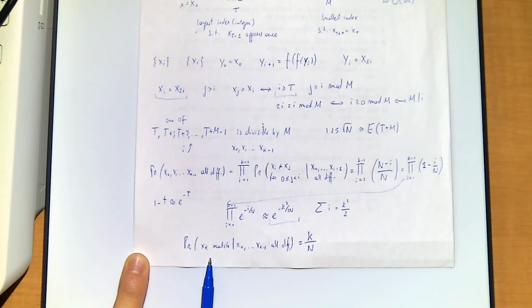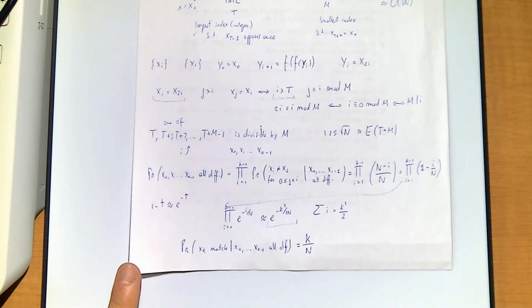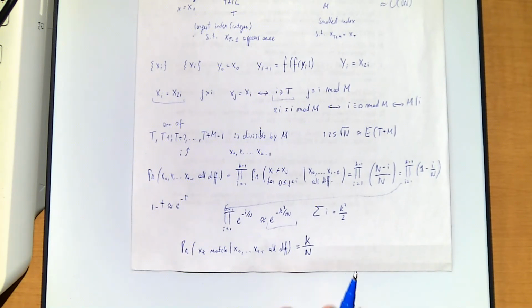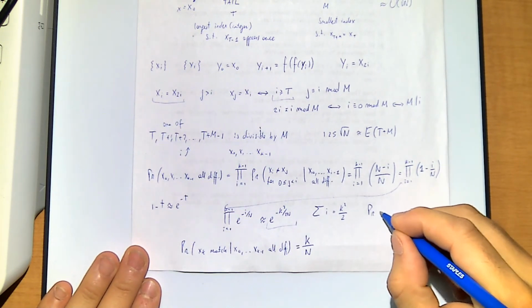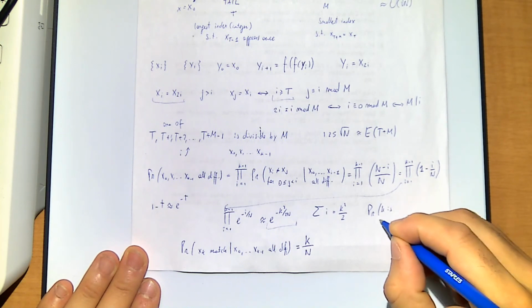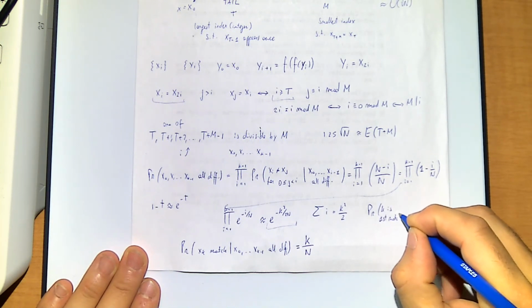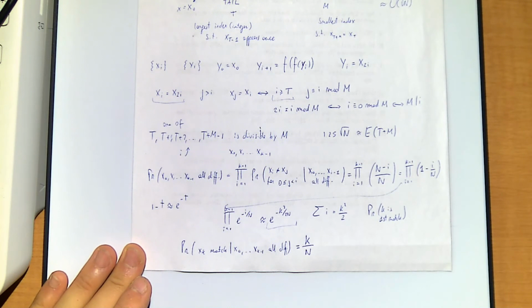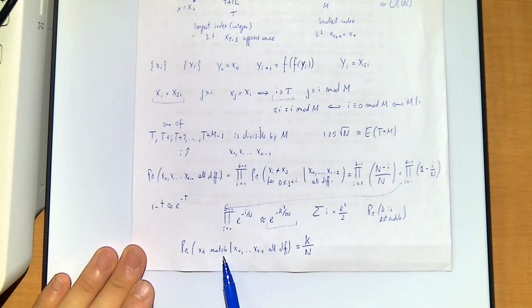And here we say, okay, what's the probability that xk is a match, given that they are all different? It's this one. So all we need to do is the product, right? Really, the probability that k is the first match is the same as the probability that xk is a match, given that these are all distinct, times the probability that these are all distinct.